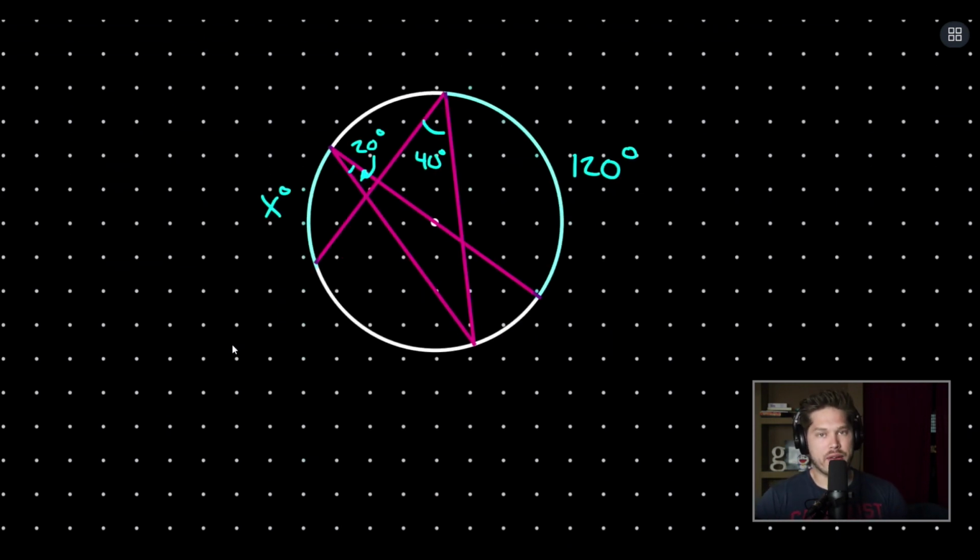Continuing forward, I have this problem. We are looking for the highlighted arc measure. This is probably the hardest problem in this group of problems, so I encourage you to pause the video and see if you can solve it on your own.